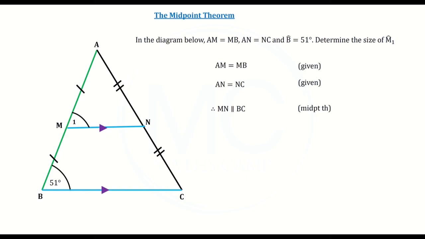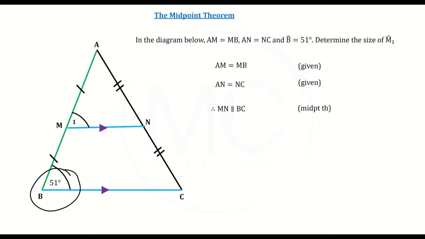Now we have an F shape, so we can consider angle relationships. M1 sits above the line MN to the right of the transversal line. The 51-degree angle at B over here sits above BC, also to the right of the transversal line. So these are corresponding angles, which we know are equal. So M1 must be 51 degrees.